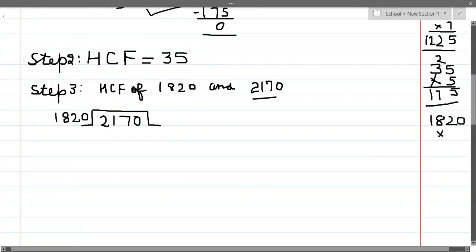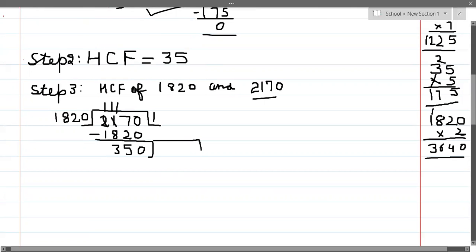1820 multiplied by 2. 2 zeros are 0, 2 twos are 4, 2 8s are 16, 2 1s are 2, and this will give you 3640. It is a bigger number, so let's divide by 1. 1820. You have to subtract. 0 minus 0 is 0. 7 minus 2 is 5. And 11 minus 8 is 3. And 1 minus 1 is 0. This is your divisor 1.